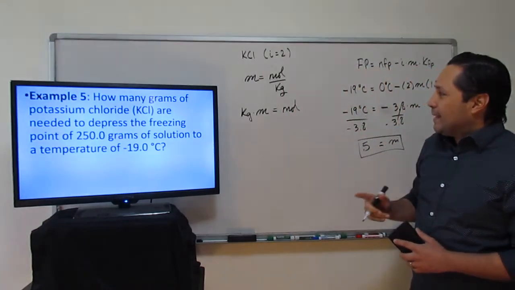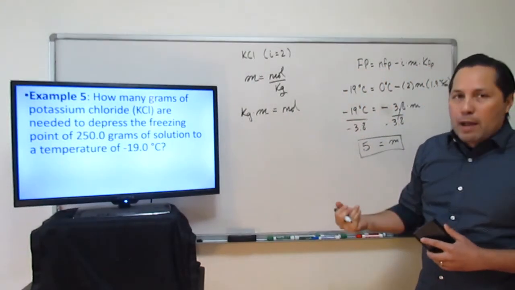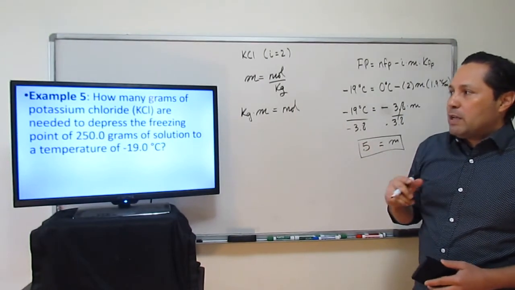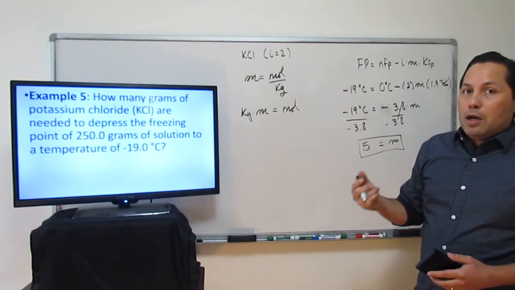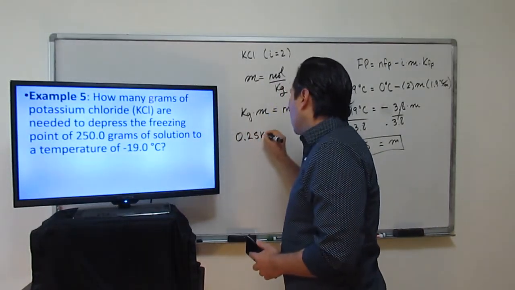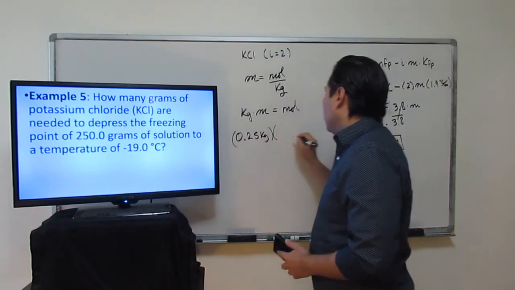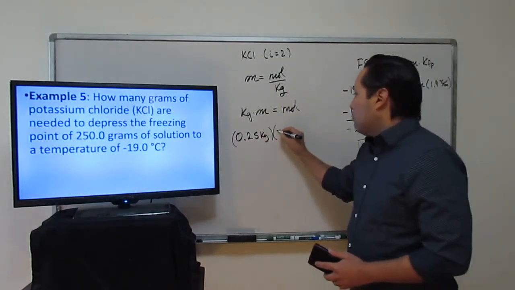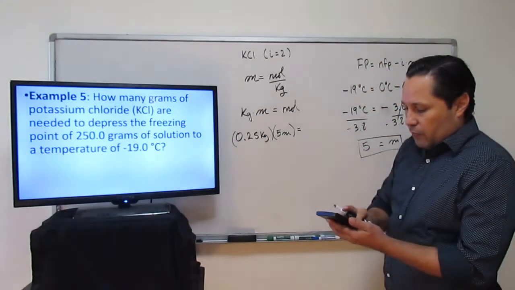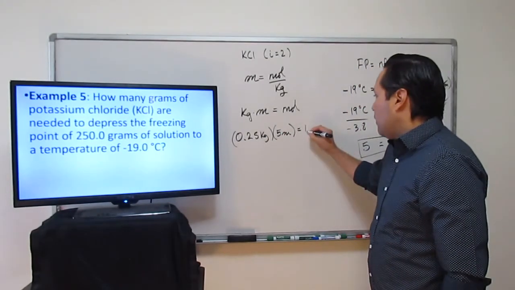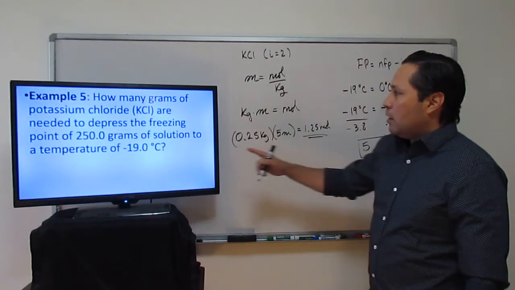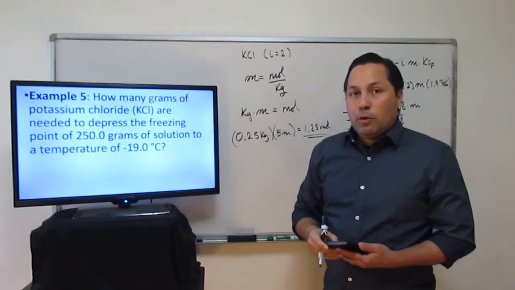Alright, so kilograms, again, is 250 grams. To change into kilograms, you're going to divide it by 1,000. So that becomes 0.25 kilograms. Multiplied times the molality that's given to us, it is 5 molar. And that gives us 0.25 times 5, 1.25 moles of the KCl, of the potassium chloride.